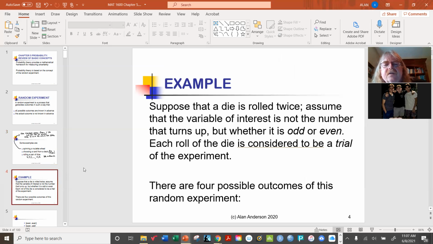Now here's a case that we're going to use throughout the chapter. We're going to roll a die twice, but to keep it simple, we're going to assume that we're only paying attention to whether the dice are even or odd.